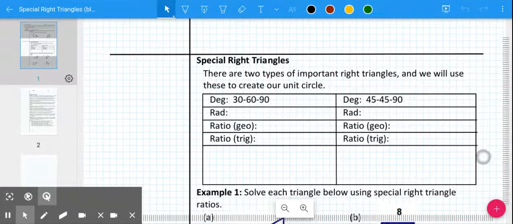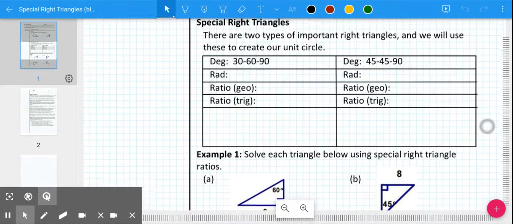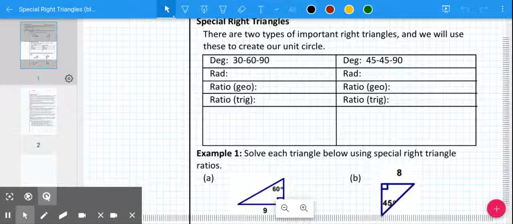So for special right triangles, you may or may not remember from geometry that there are two types: a 30, 60, 90 and a 45, 45, 90. The first thing I want to do is identify the radian values of these. 30 degrees is equivalent to pi over 6. 60 degrees is equivalent to pi over 3. And 90 degrees is equivalent to pi over 2. For our 45, 45, 90, that would be a pi over 4, pi over 4, pi over 2 type triangle.